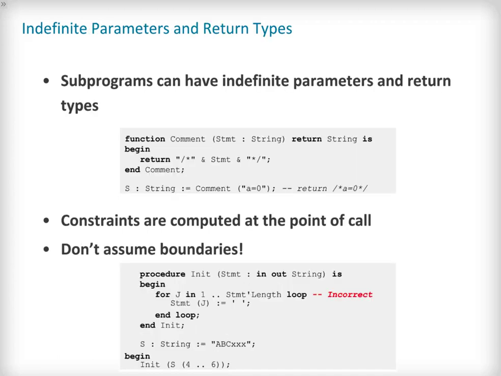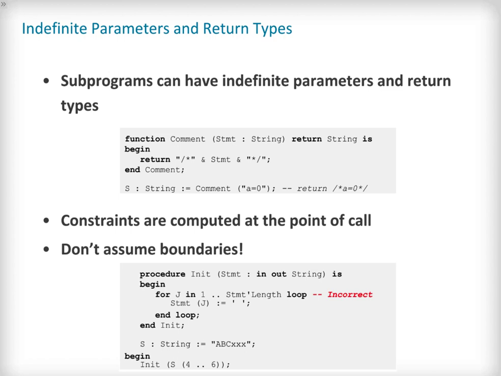It is perfectly possible to use indefinite types as parameter or return type of a subprogram. Text string, for example. In this first piece of code, I'm taking a string as parameter, and then I'm returning the concatenation of this string with other strings. The constraint of the returned object will be evaluated at the point of call.